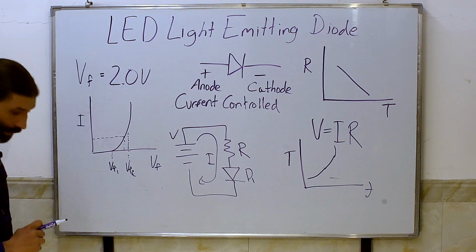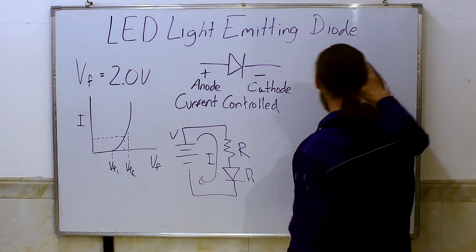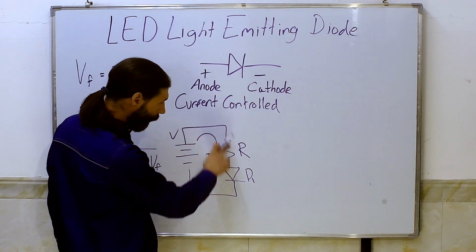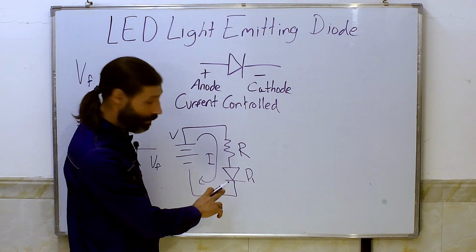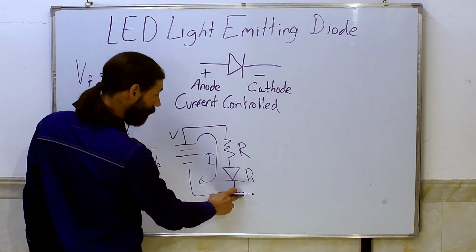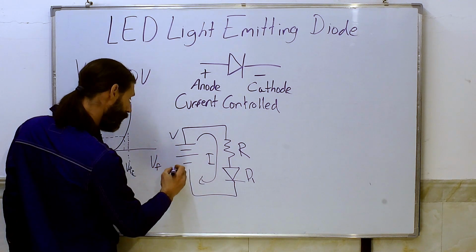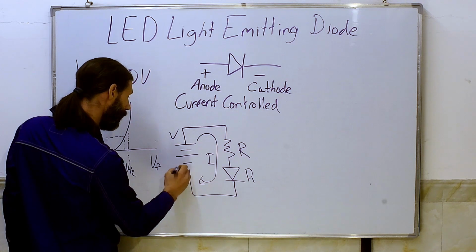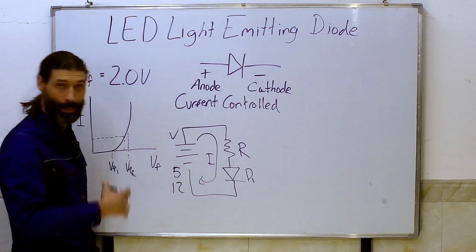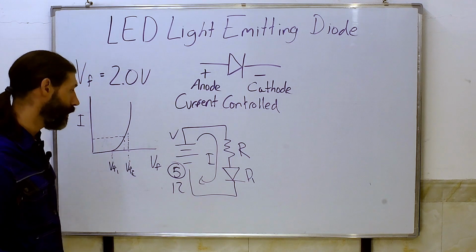Now, how does that work? So if you remember, the current through a wire is consistent. Now we know that there's a set voltage drop across the diode, and we're going to use a constant voltage source. Typically a constant voltage source would be something like 5 volts, maybe 12 volts, could be 3.3, could be 24. Well, for this case, we're going to use a 5 volt source.